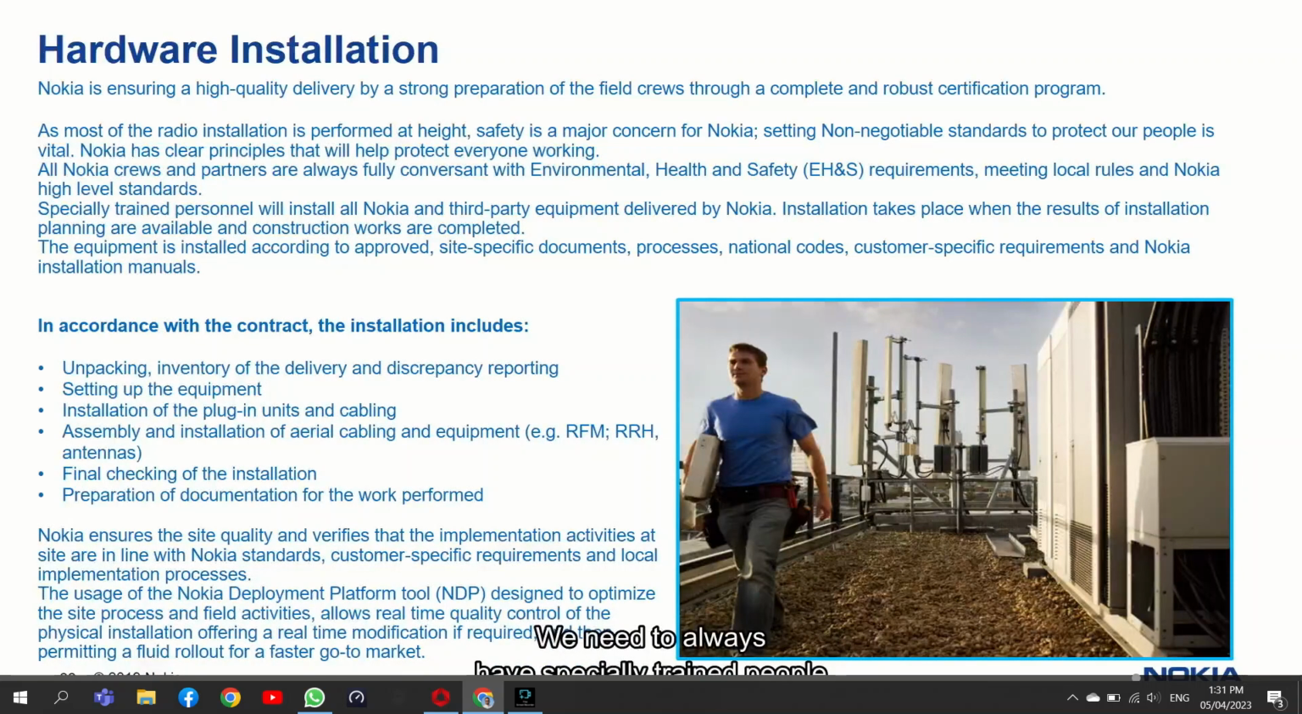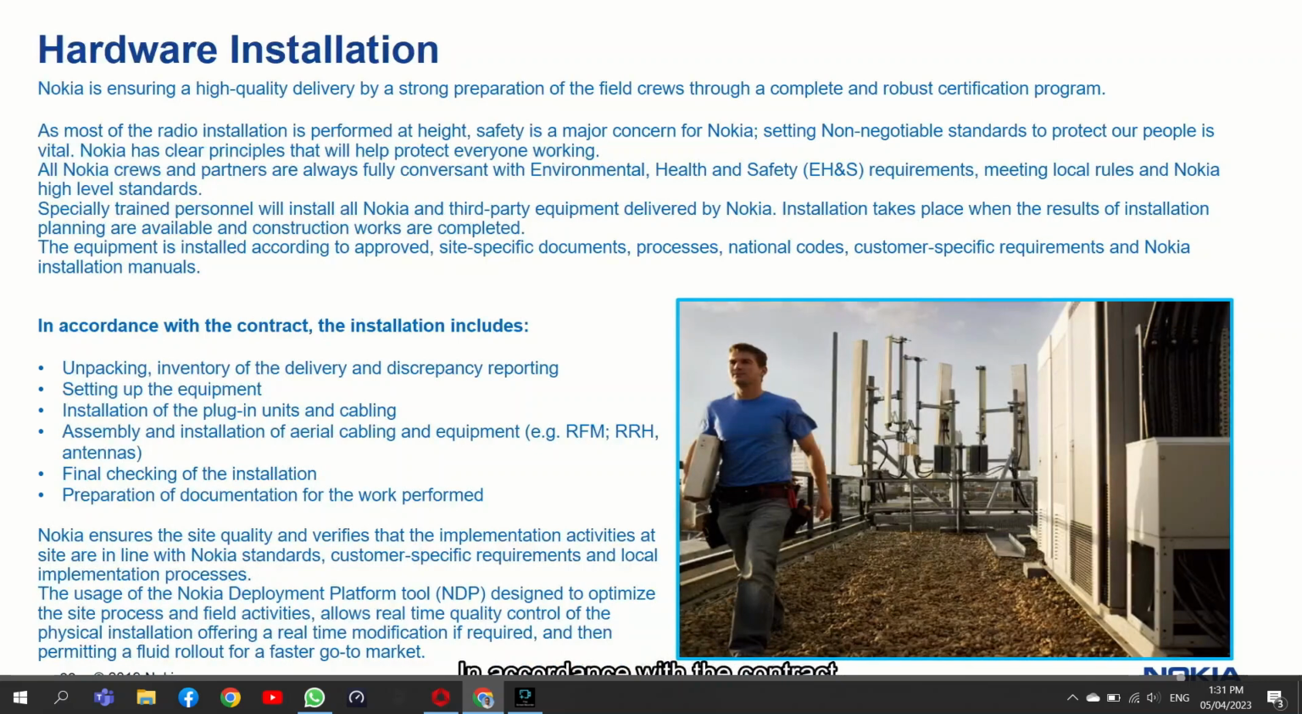We need to always have specially trained people who go to the site and work with the Nokia and third-party equipment delivered by Nokia. This way, we can ensure that we have high quality and safe installations. Also, it's important that when we go to the site, we have guidelines available, installation guidelines, site drawings, and all the information that we need for successful installation work.